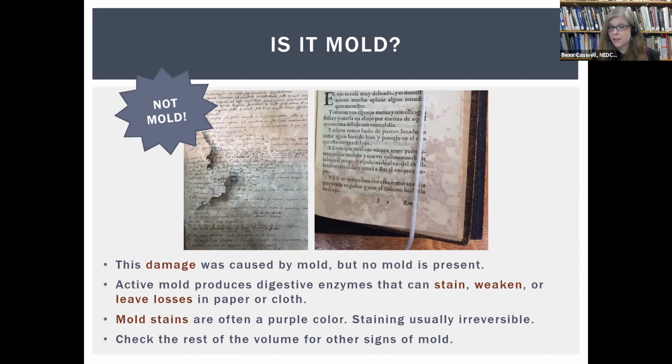So if I saw something like this, I would just want to really carefully check these volumes for other signs of mold before I proceeded, but this doesn't necessarily mean there's mold there. It means there was mold there at one time, but it might not be there anymore.